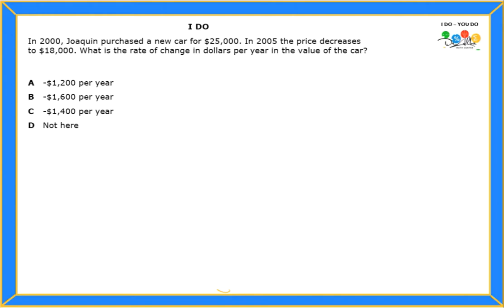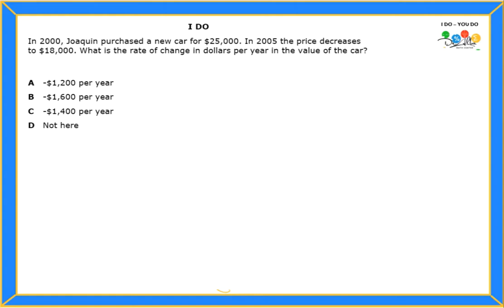All right, let's read it. And it says, in 2000, Joaquin purchased a new car for $25,000. In 2005, the price decreases to $18,000. What is the rate of change in dollars per year in the value of the car?